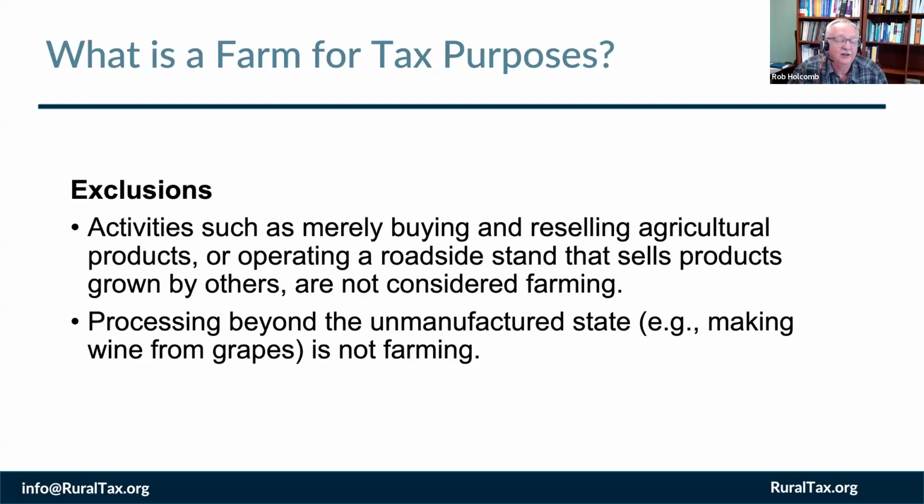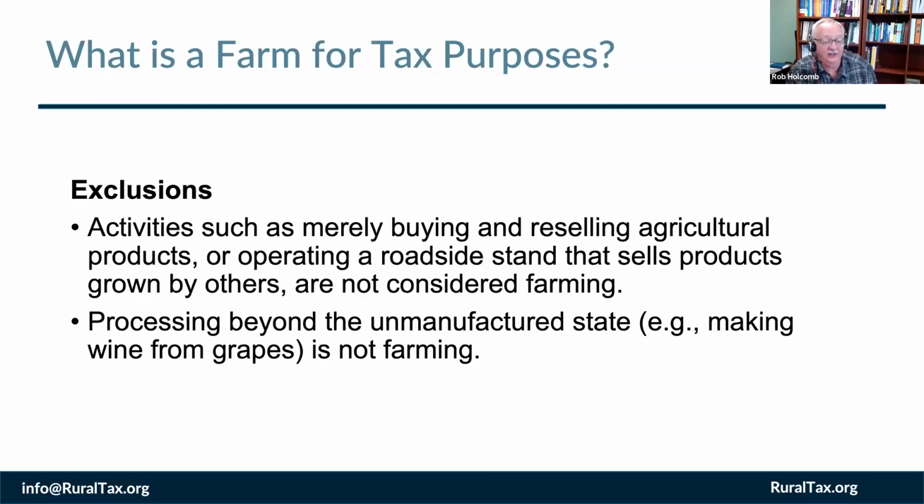Now, the other key bullet I want to point out is about farm-grown product that is being sold. If we're doing any type of processing beyond the unmanufactured state, the example on the slide is a winery with a vineyard. If we sell the grapes just as grapes, that's farm income. But if we process it into wine and sell it as wine, that's not considered farm income, because we've processed it.